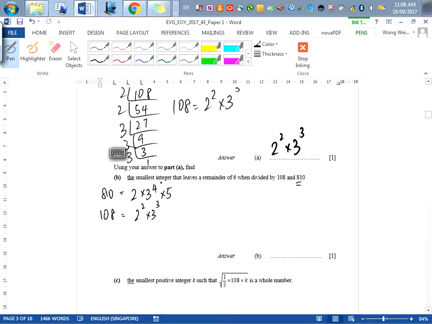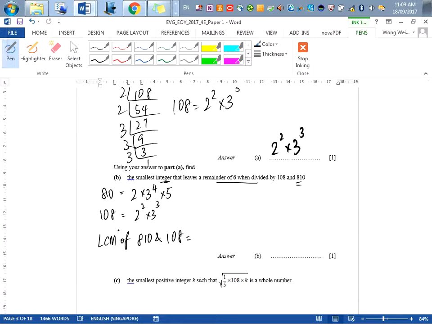To find the smallest integer that leaves a remainder of 6 when it's divided by 108 and 810, it means that we need to find the LCM. Then we add 6 to it. Okay, so the LCM of 810 and 108. How do we write down the LCM based on the prime factors? We gather everything. For 810 and 108, to find the LCM, we gather all the prime factors.